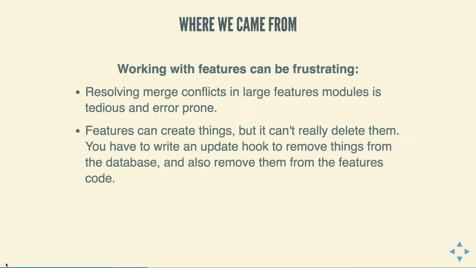Finally, Features is really good at creating things, but it can't actually delete them. So in order to do what I just showed you with deleting that blog post content type in Drupal 7, you would need to first remove that code from Features, and then write an update hook to actually delete that content type from the database. So it's a little more convoluted.